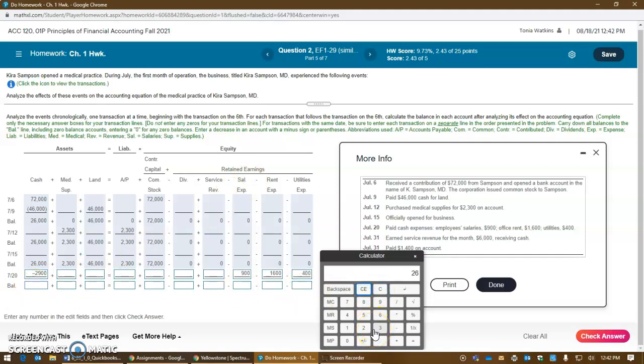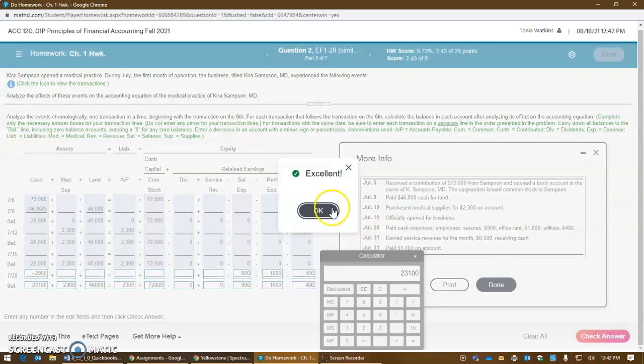So 26,000 minus 2,900. My ending cash is 23,100. And then I'm just keeping a running balance, a running total for each individual account. And check answer.